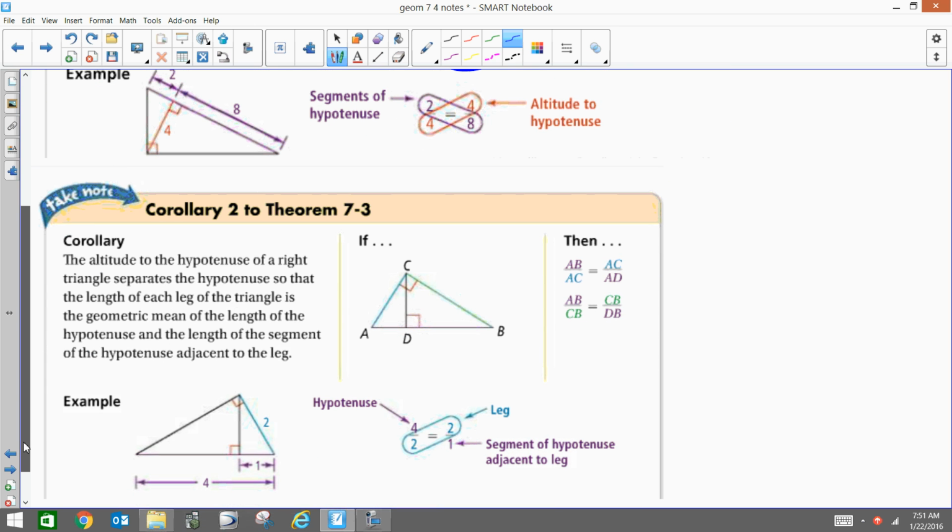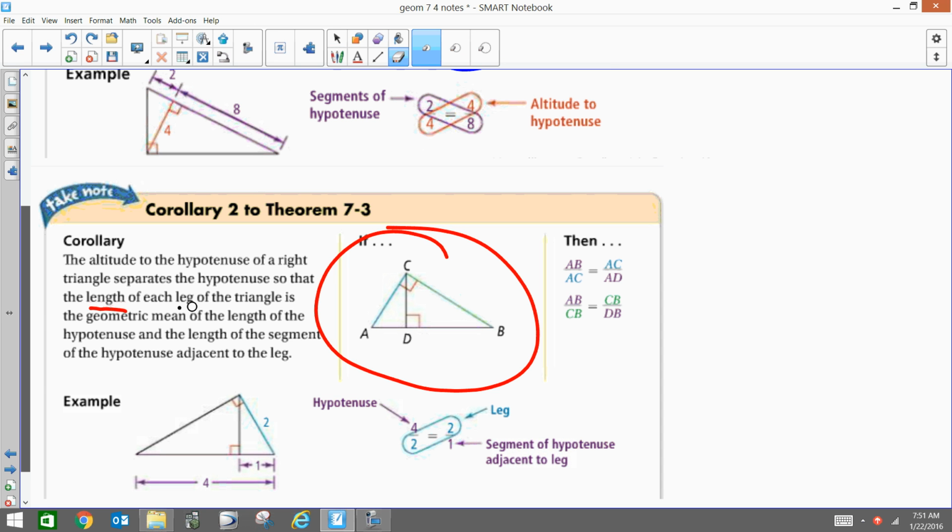All right, so the second corollary, it looks the same. Again, words, very important. I'm going to underline the important words. The altitude to the hypotenuse of a triangle separates the hypotenuse so that, okay, so that's just setting up the triangle. The length of the leg of the triangle. Let's try this again.